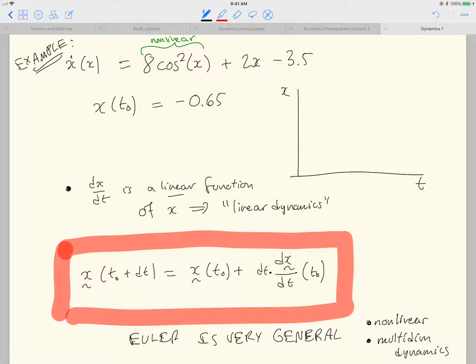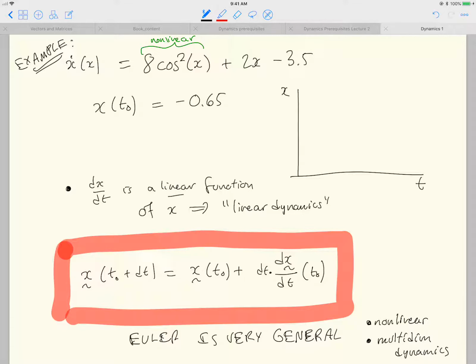Okay, so I told you about Euler. We're going to generalize it later. Right now, for today and tomorrow as well, we're mostly going to be talking about linear dynamics. And today, we're going to be talking about one-dimensional dynamics. And in fact, we're going to spend most of it today talking about one-dimensional linear dynamics.